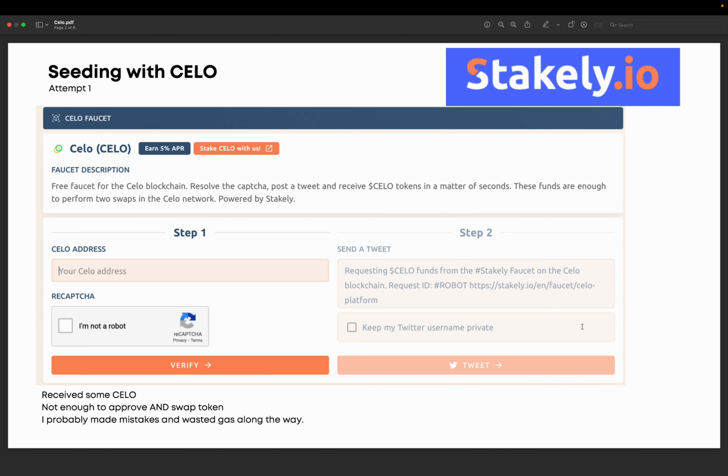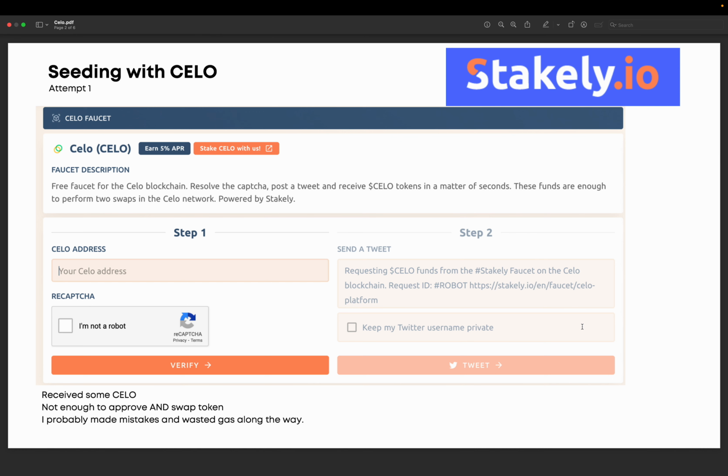So, seeding with Celo. I went to stakely.io. It is a website I've used a lot. It's like a faucet for you. You just type in the address that you want to be funded, and you send out a tweet, and it automatically funds your account with a little bit of the native token in order to do a couple of swaps and stuff.